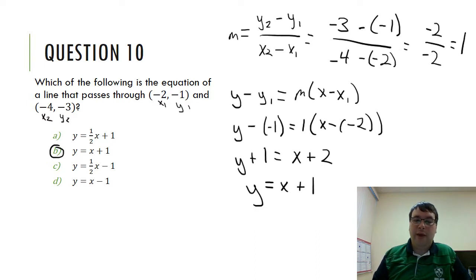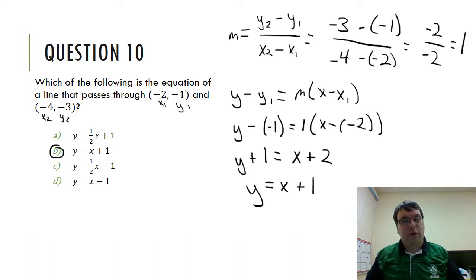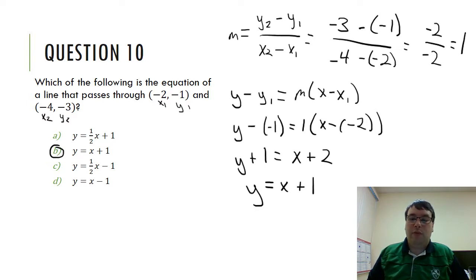All right, so we have a -3 minus a -1 over, we have -4 minus a -2. Well, remember, minus a negative means you're adding. So we have a -3 plus 1, which is going to be -2. We have -4 plus 2, that's going to be a -2. But -2 over itself is 1. So we have a slope of 1 for this equation.